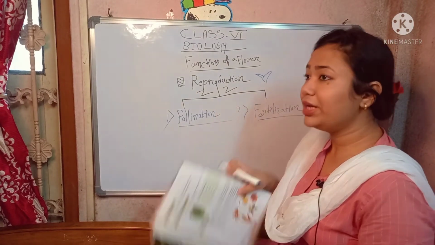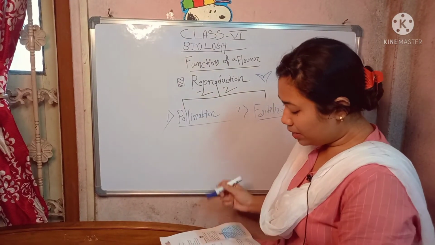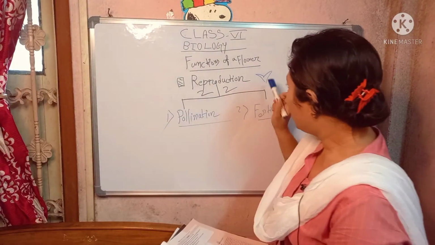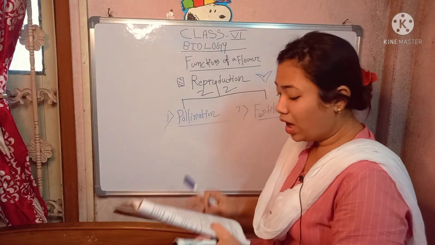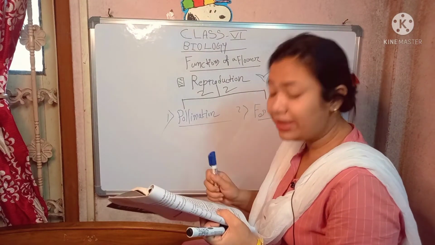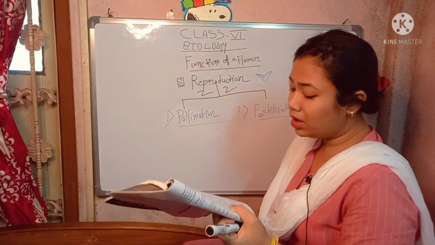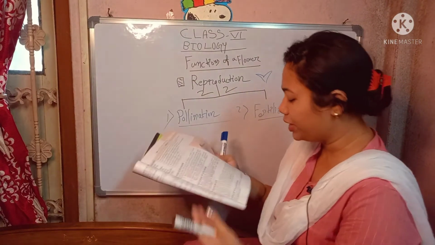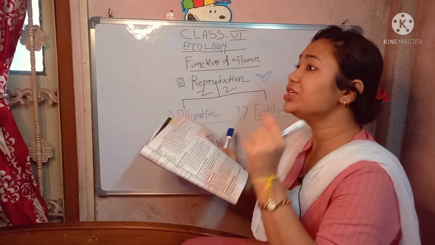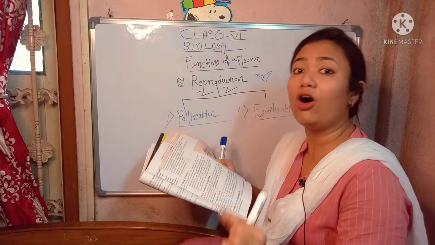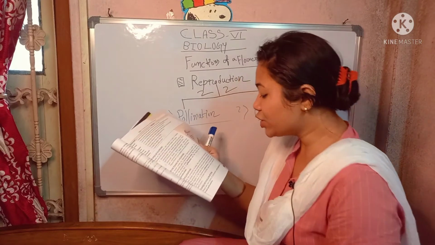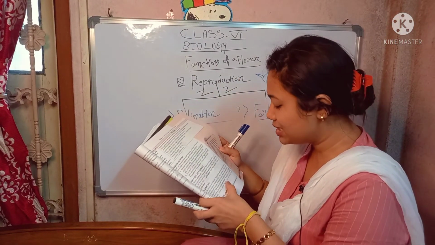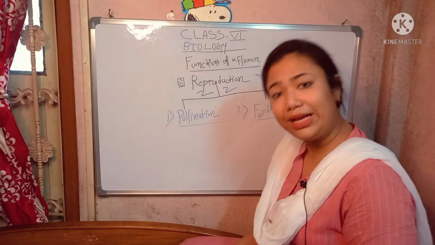So, in the case of pollination, the pollen grains must be transferred to the stigma of pistil on either the same flower or another flower of the same type of plants. Okay, it is called pollination. So, pollination is the process of transferring of pollen grains. It occurs naturally or by means of some external agents such as wind, water and insects.